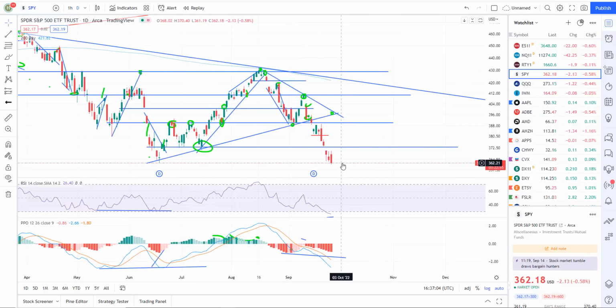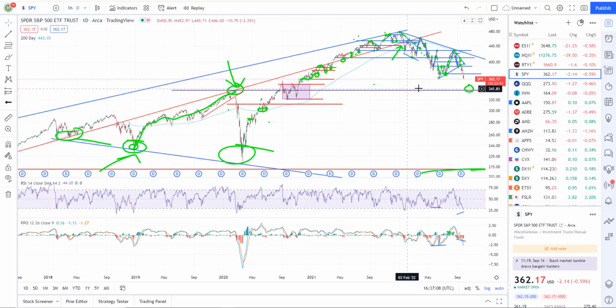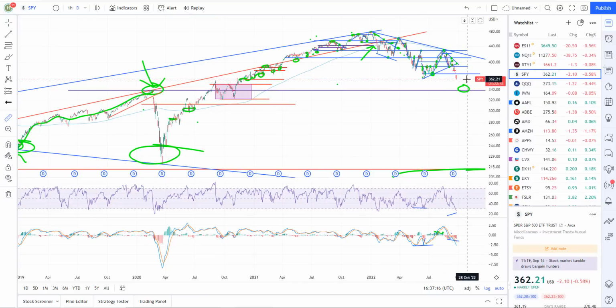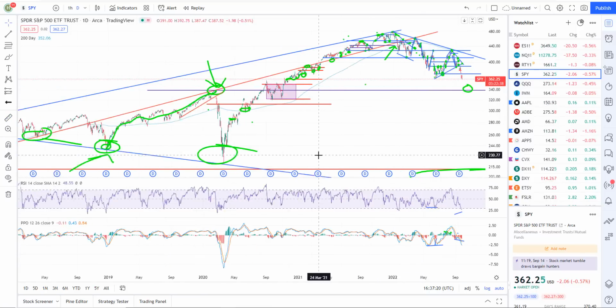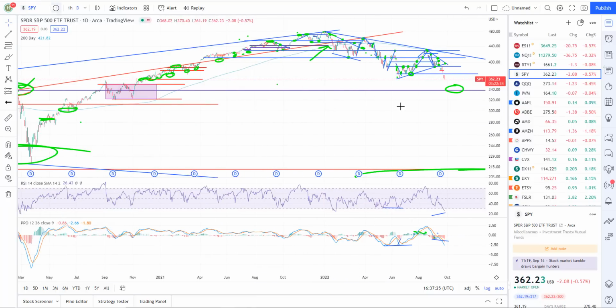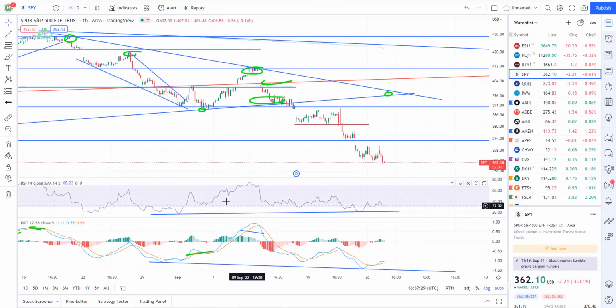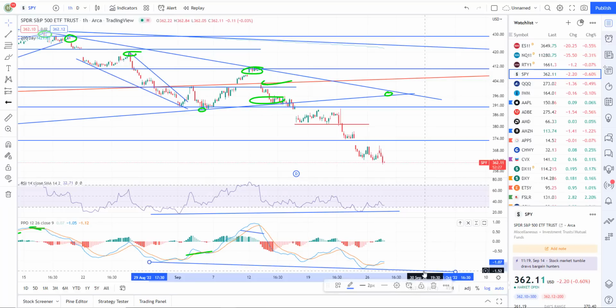If we just start to break down right here, then again, my target on the downside remains right there at about, we'll just call it 339, 340 level. And from where we're at now, that is about 6% more to go on the downside for right now. Okay. On the hourly chart here, you'll see bullish divergence on the RSI, no longer there on the PPO, so we can get rid of that one.